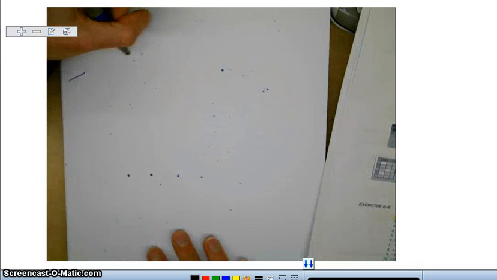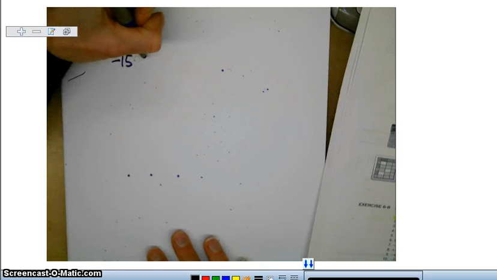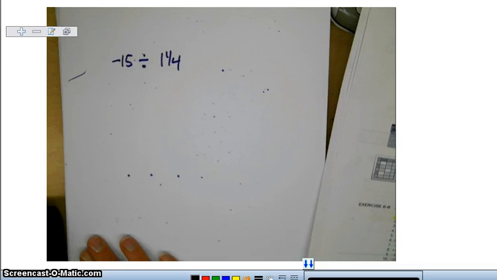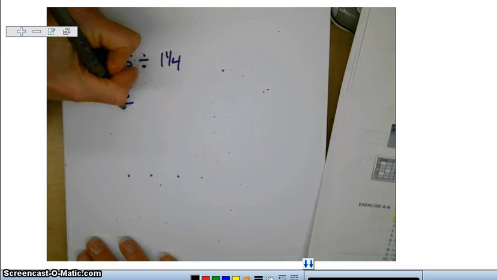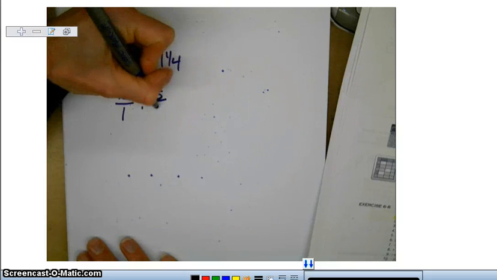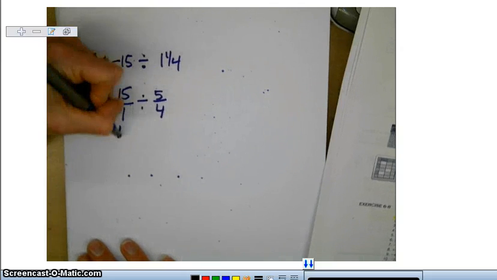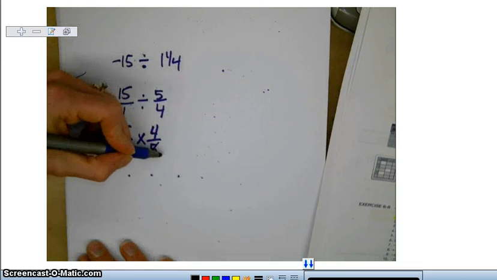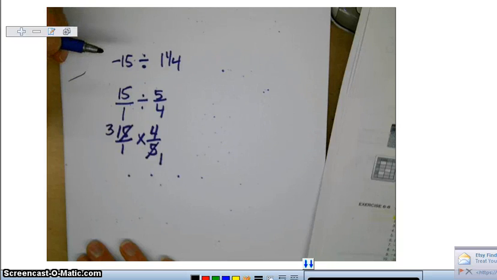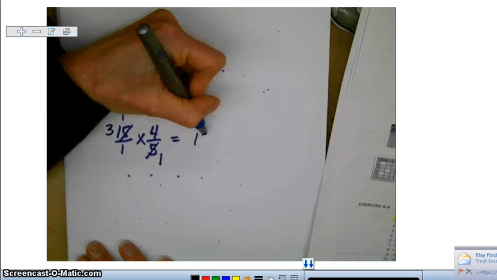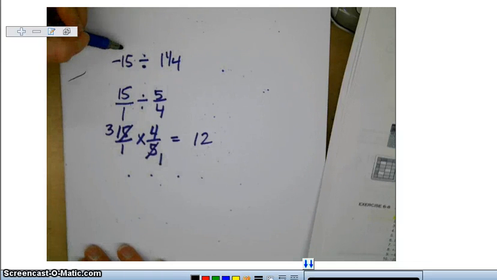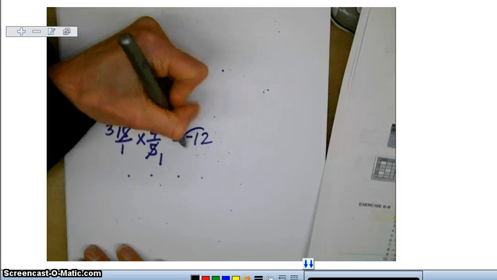All right, so let's say I'm going to divide negative 15 divided by 1 1/4. So I'm going to divide 15 over 1 divided by 5/4. To divide, remember you multiply by the reciprocal. And I can cancel that. 5 becomes a 1, that becomes a 3. I multiply straight across and I get 12 over 1, but I don't write 12 over 1, I just write 12. Now, there was one negative in the problem, so that means the answer is negative 12.